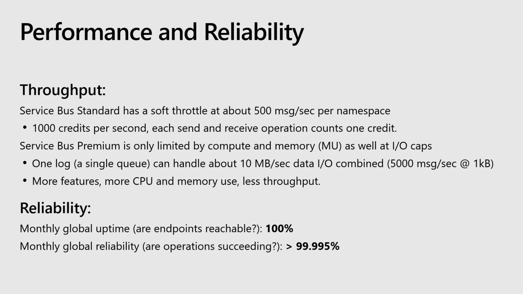The monthly global uptime, are the endpoints reachable, is 100%. Service Bus clusters are always up. The reliability, which means what's the rate of trying and succeeding with an operation, is in excess of 99.995%. It's often hitting 5 nines and better during the course of the day. That error rate counts everything we do intentionally, right? If there's an upgrade, there will be an error that you get back sometimes, maybe. If your broker fails over, if we rebalance, all of that counts towards that rate.